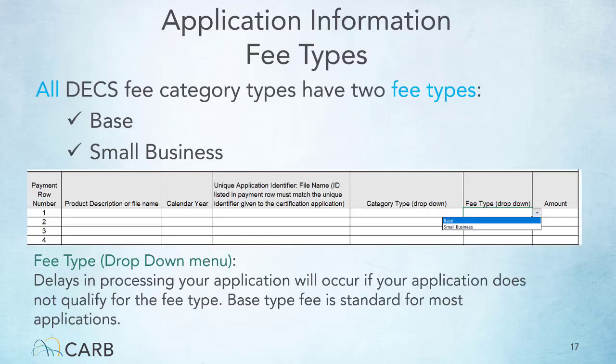The next section is fee type. All DEX fee category types have two fee types, base and small business. You can select the fee type from the drop-down menu. All the applicants are required to pay the base fees unless they qualify for the small business provisions. Please note that delays in processing your application will occur if your application does not qualify for the fee type. Base type fee is a standard for most applications. After you have filled out all the sections of the draft invoice form, the applicable fee amount appears automatically in the form.